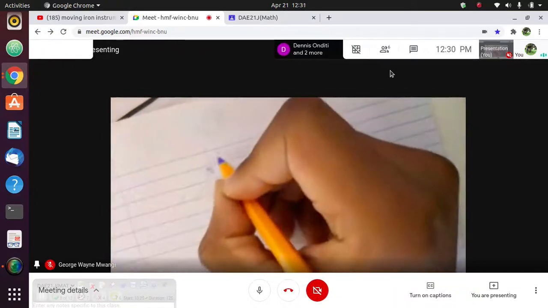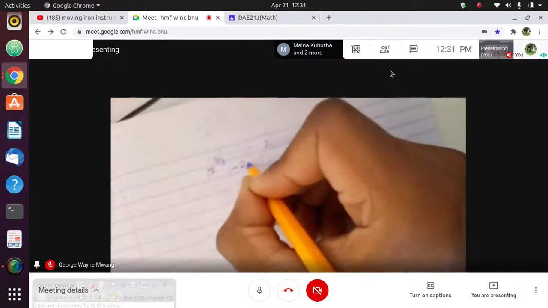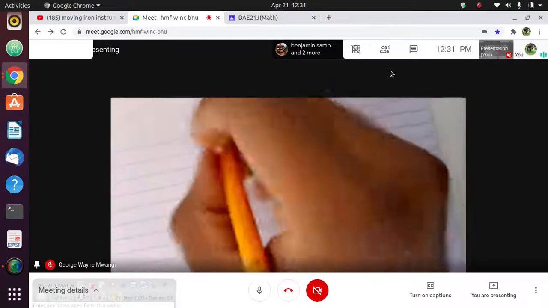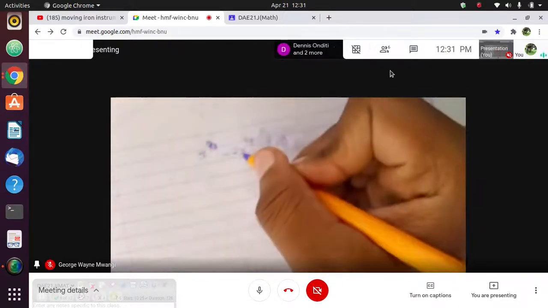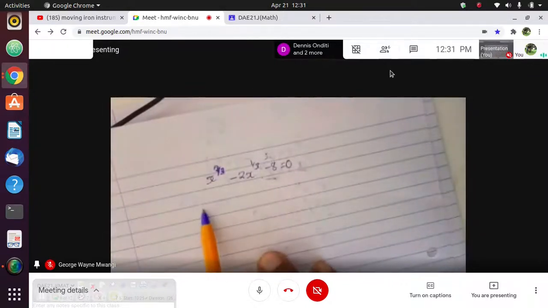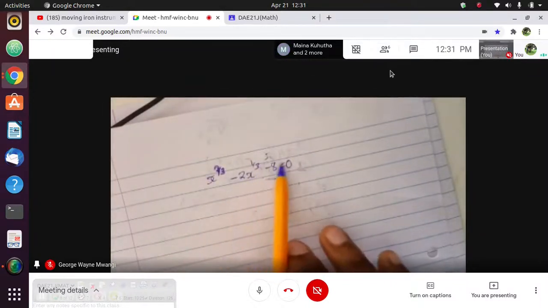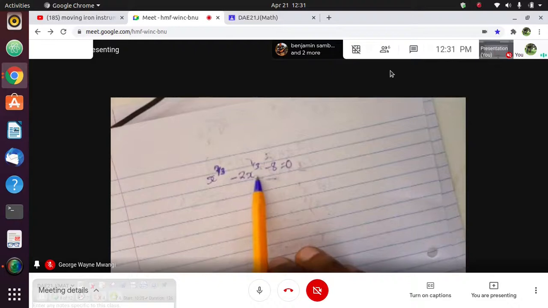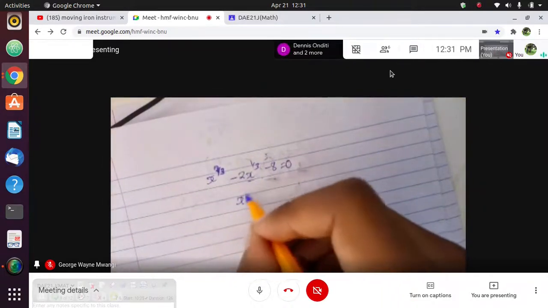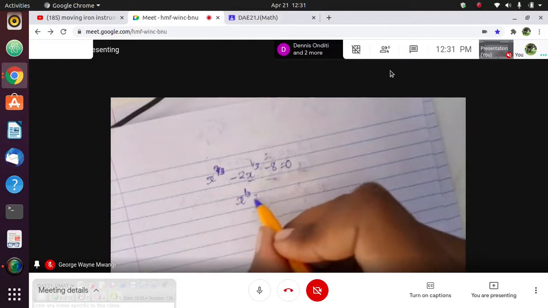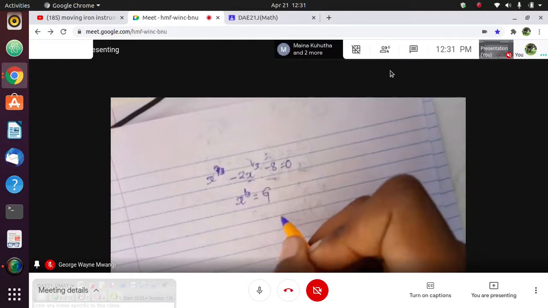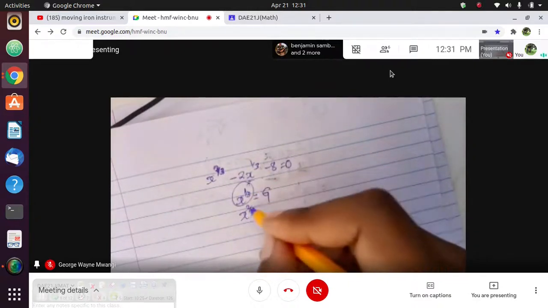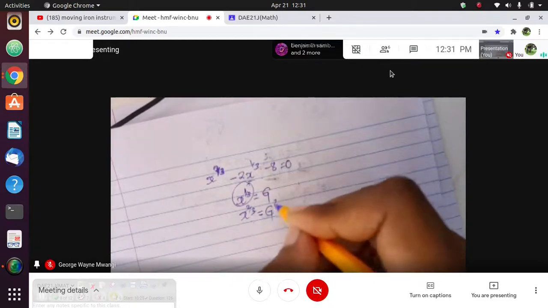We have x raised to power 2/3 minus 2x raised to power 1/3 minus 8 is equal to 0. We can solve this by substituting the value of x raised to power 1/3. Let's say g. x raised to power 2/3 is this squared. Therefore, x raised to power 2/3 is g squared.